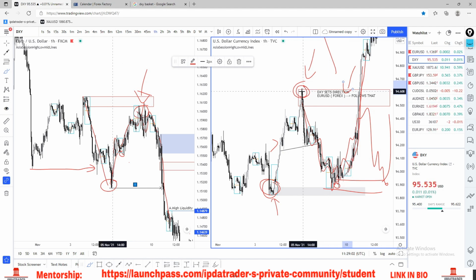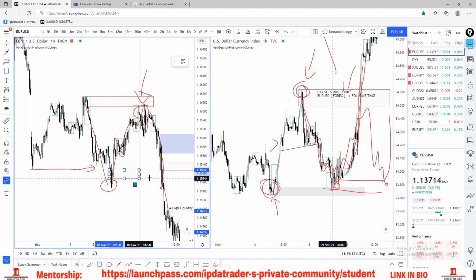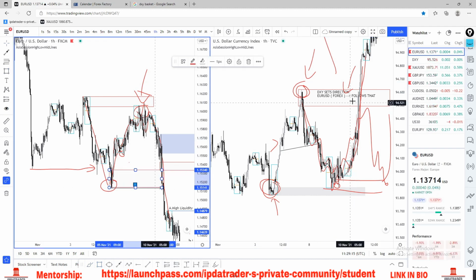If you look at Euro USD, you can see that this block over here represents this bullish block over here. So now when you're taking those Euro USD sells, you can understand that, hey, as the DXY is hitting that block, Euro USD should be hitting this one over here, and I'm going to be partialing, taking profits, whatever you really want to do, right?